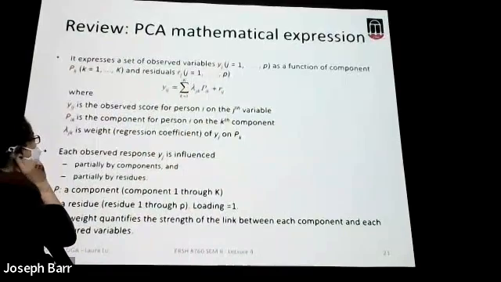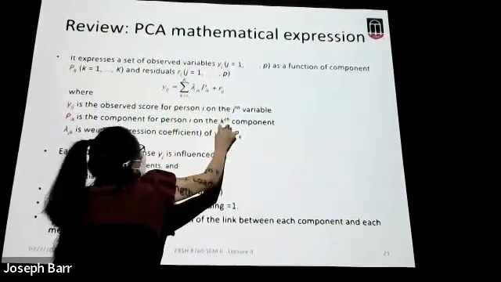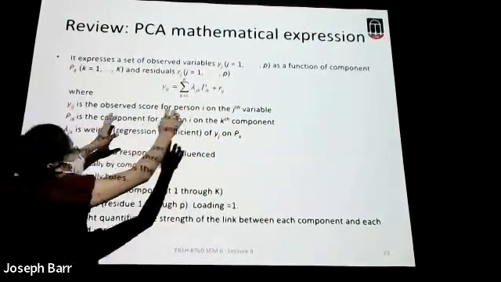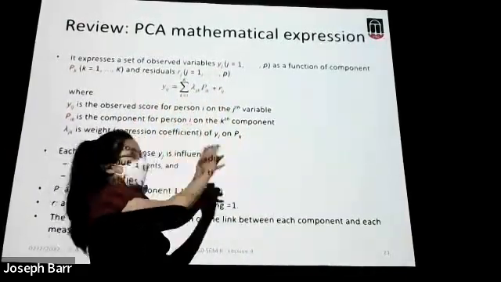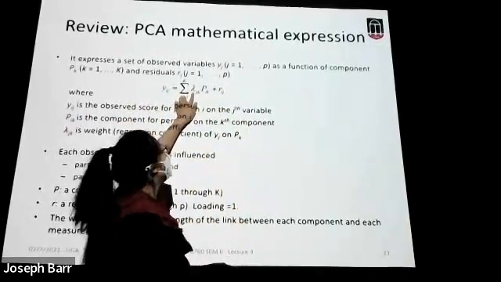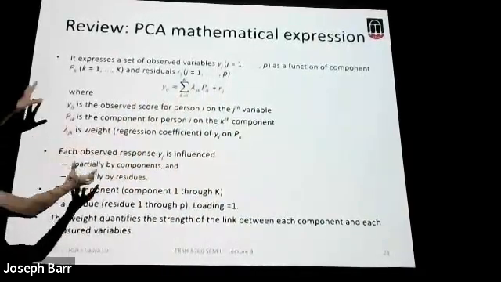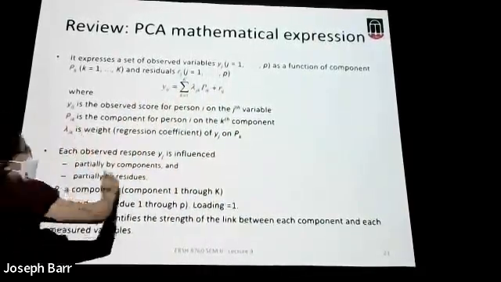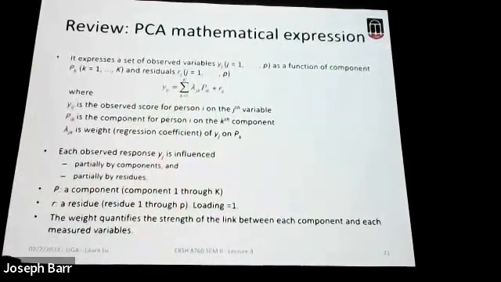Of course, we may have different components, from 1 to k. So we have k components. By combining different components, the biggest component, the second biggest component, using different lambda right here, we have the observed y. So that's principal component analysis, not factor analysis.